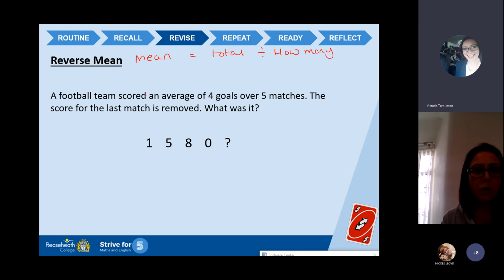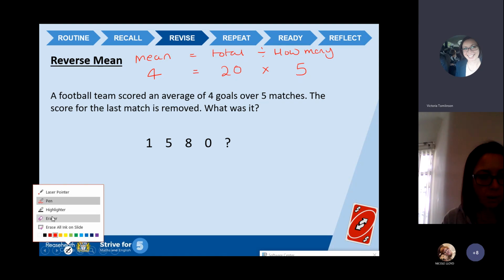So we've scored an average of 4 goals over 5 matches. So the mean is 4, the average is 4. How many is 5? So it's 5 matches. So 5 times by something gives us, oh, sorry, what am I saying? 4 divided by something gives us 5. So it's 20, not times.